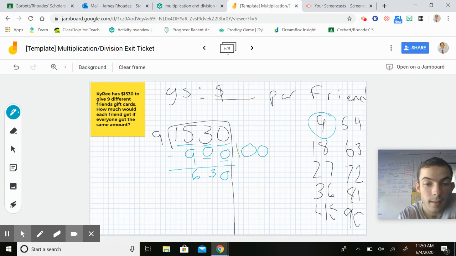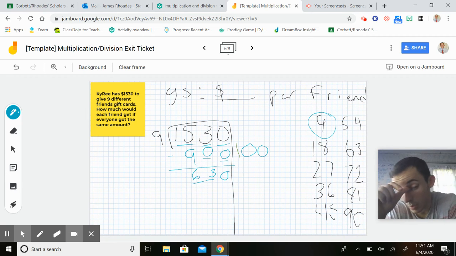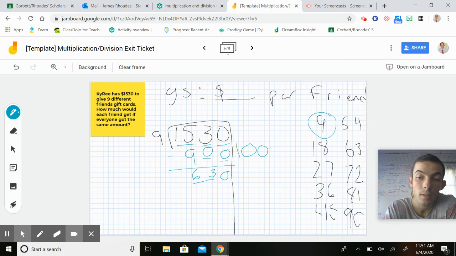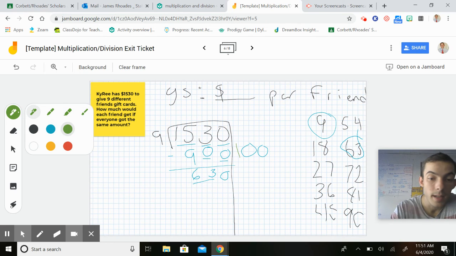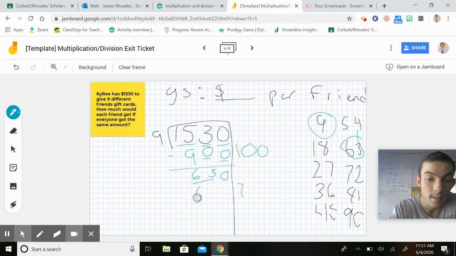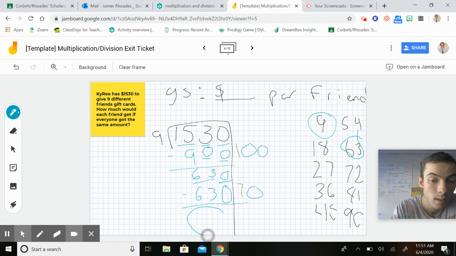Now we're looking at the same step as number 1. 9 needs to go into 63. How many times? You're going to underline that 63 and find the multiple that gets you as close as possible to 63 without going over. 1, 2, 3, 4, 5, 6, 7. 7. It's going to go on the outside. 9 times 7 is 63. And we have 1 place value left open, so we put a 0 there and here. Subtract. 630 minus 630 is 0.